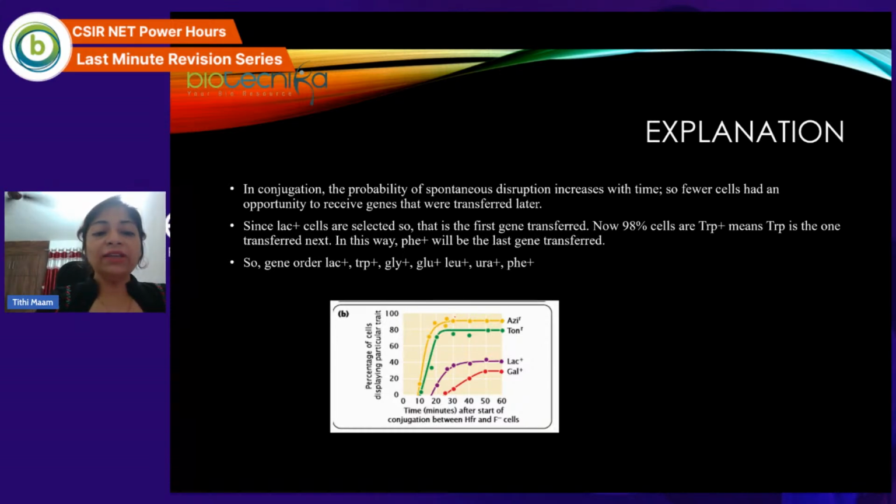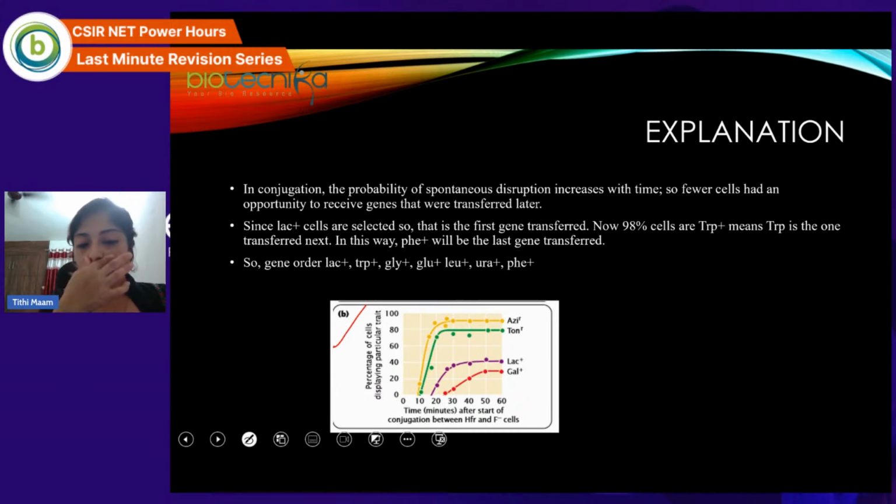So that's why in the interrupted mating experiment, it was found that for the gene which is passed first, the number of cells receiving that gene is higher. But for the gene which is passed last, the number of cells receiving that is lesser. Why? Because if the gene is passed last, it means it is taking more time for its transfer, and in between that, the chance of spontaneous breakage of the conjugation tube is there.